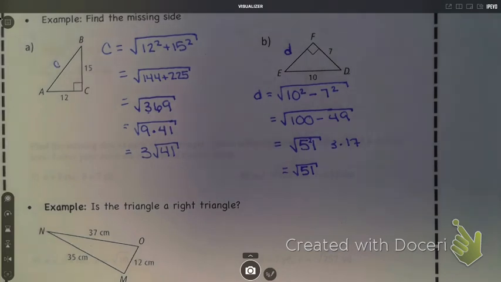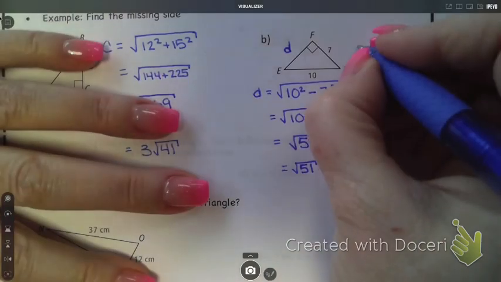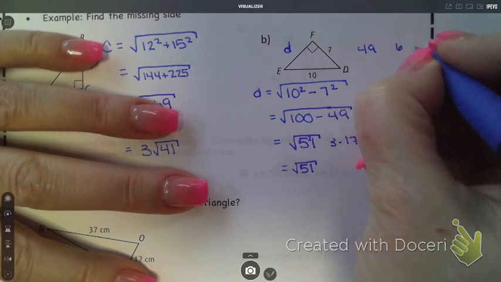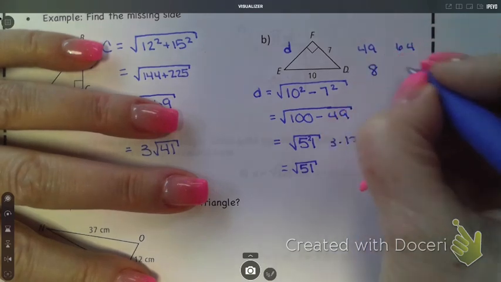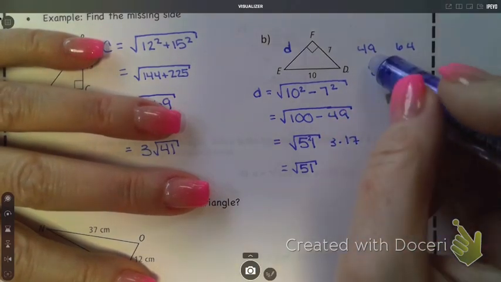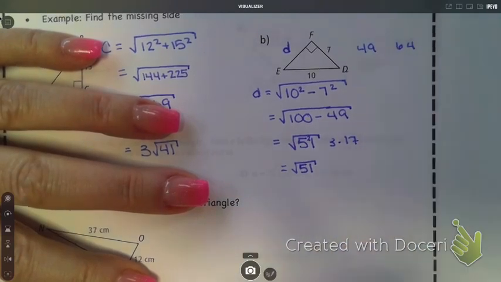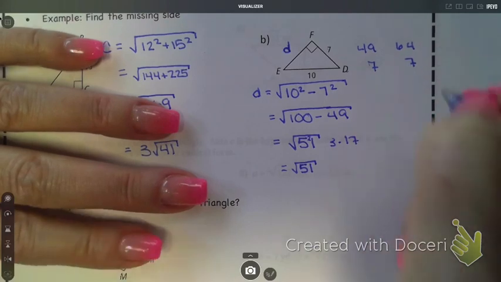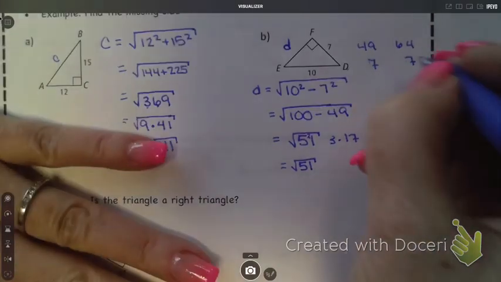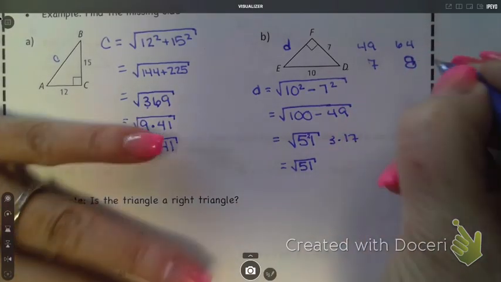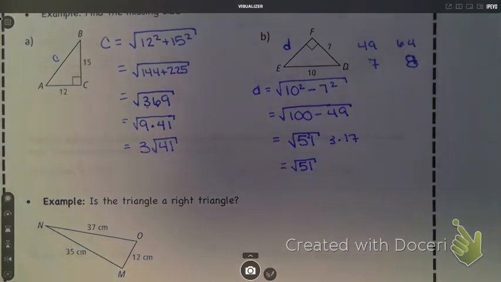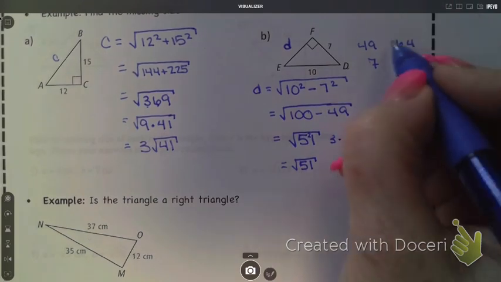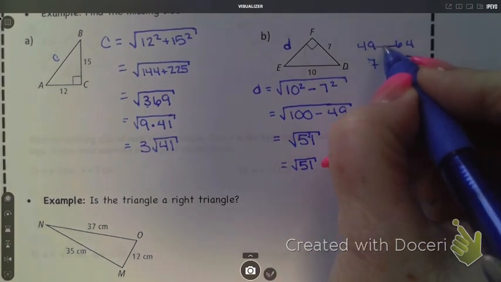7 and 8. Well, 49 and 64, which would be 7 and 8. Not 8 and 8, because I was going to do it. 7 and 8, yes? Okay, so it's somewhere on the continuum between 49 and 64.